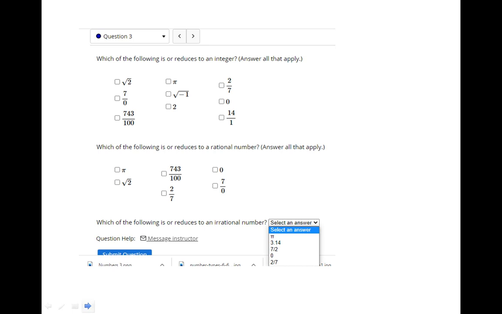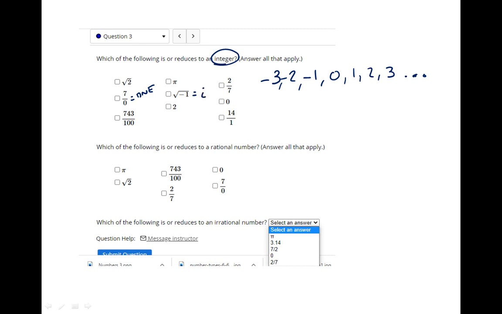Which of the following is or reduces to an integer? Okay, our integers are 0, 1, 2, 3, along with our negatives. Square root 2 is irrational. It is not an integer. Pi is irrational. It is not an integer. 2/7 will not reduce to an integer. 7 divided by 0 does not exist. It's undefined. The square root of negative 1 is imaginary. There's no number multiplied by itself that equals negative 1.